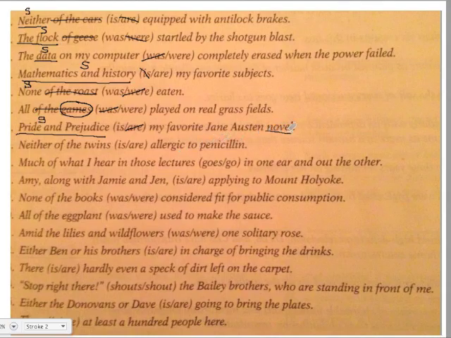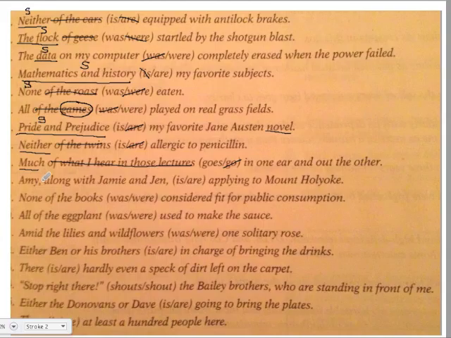Only one novel here. So neither of the twins is or are allergic to penicillin. Neither is the subject. Neither is. Much of what I hear in those lectures, much is the subject. Much, singular, so much goes in one ear and out the other.